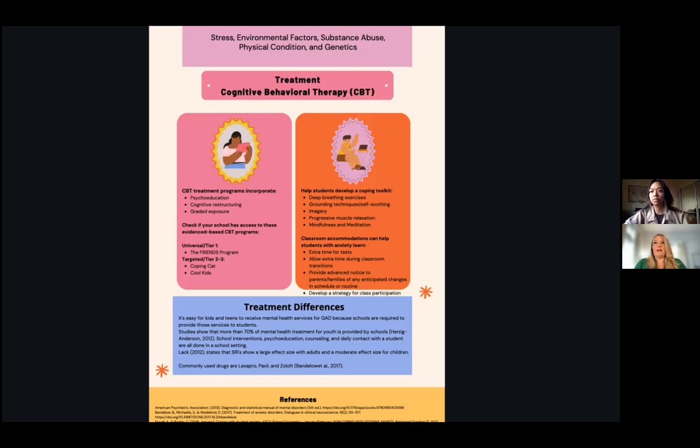This is important information for anyone who regularly interacts with children and adolescents to be aware of. The more people who know about the signs and symptoms of generalized anxiety disorder, the more individuals will get access to support and resources. Thank you for listening, and please pass along this resource.